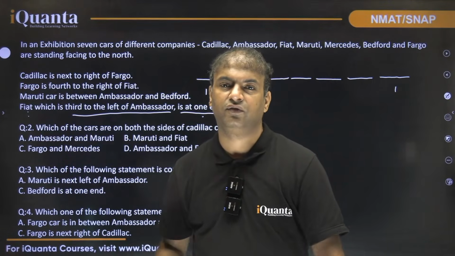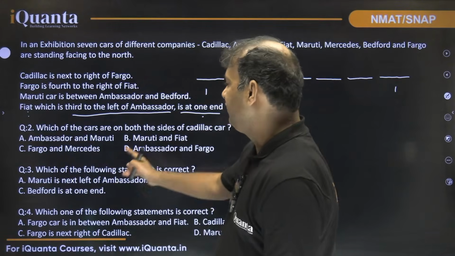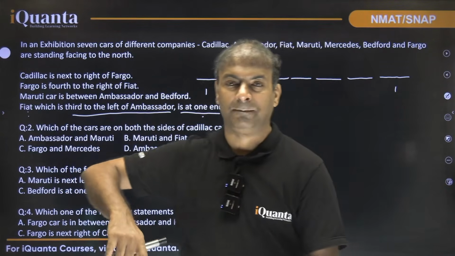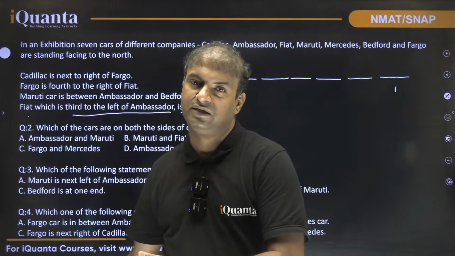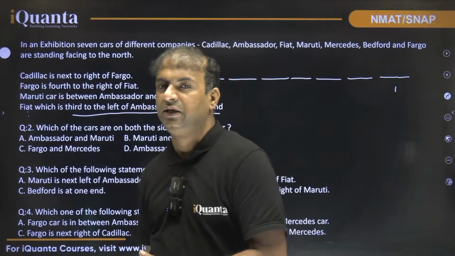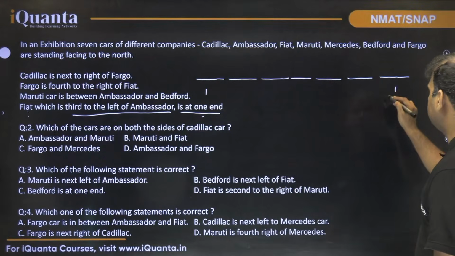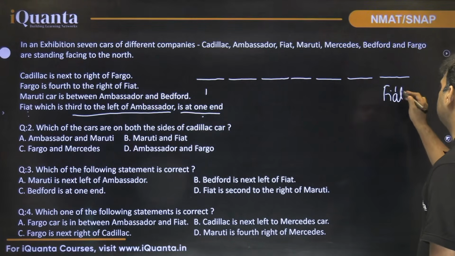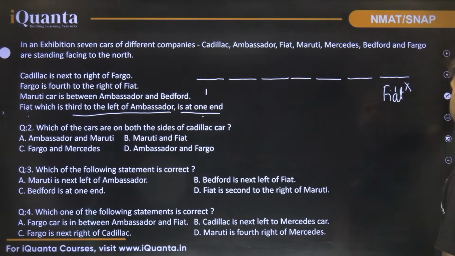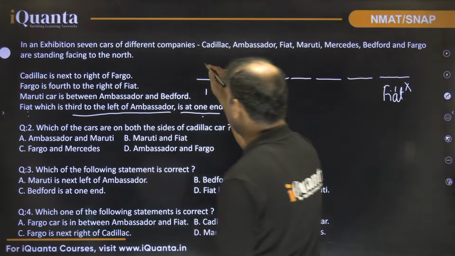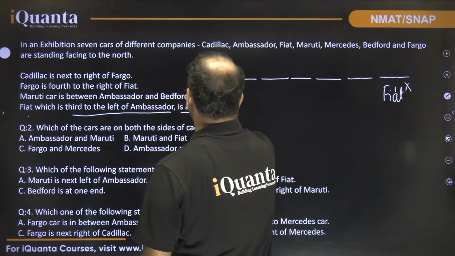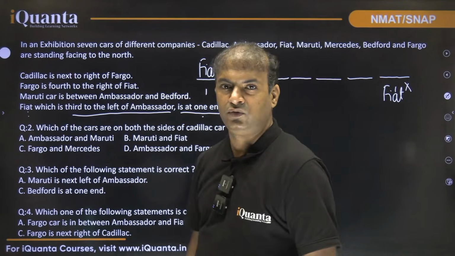We had similar information in the last set as well. If Fiat is third left of Ambassador, that means Ambassador must be third right of Fiat. Simple. So if Fiat is here, obviously Ambassador cannot be third right of it, because there is no place to the right of this place. So Fiat cannot be here. That means Fiat must be here. I hope this is understood by all. Fiat can only be here.